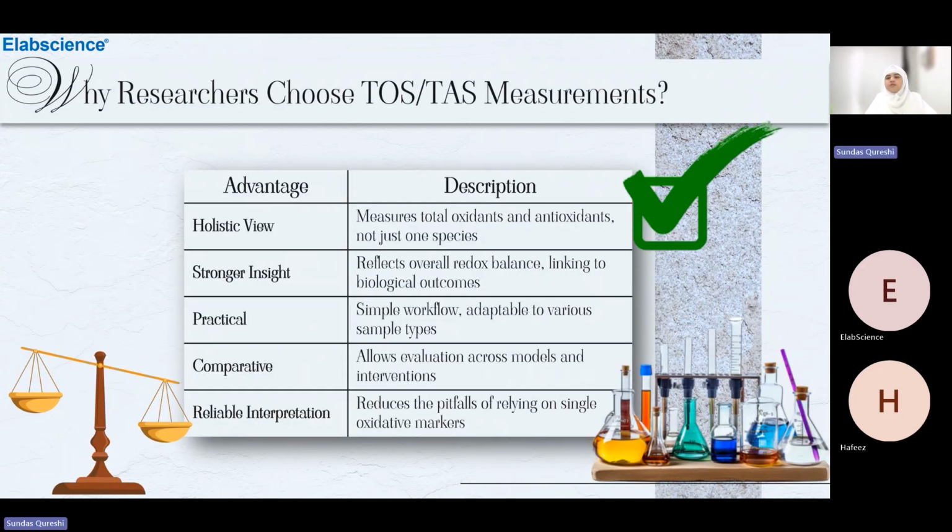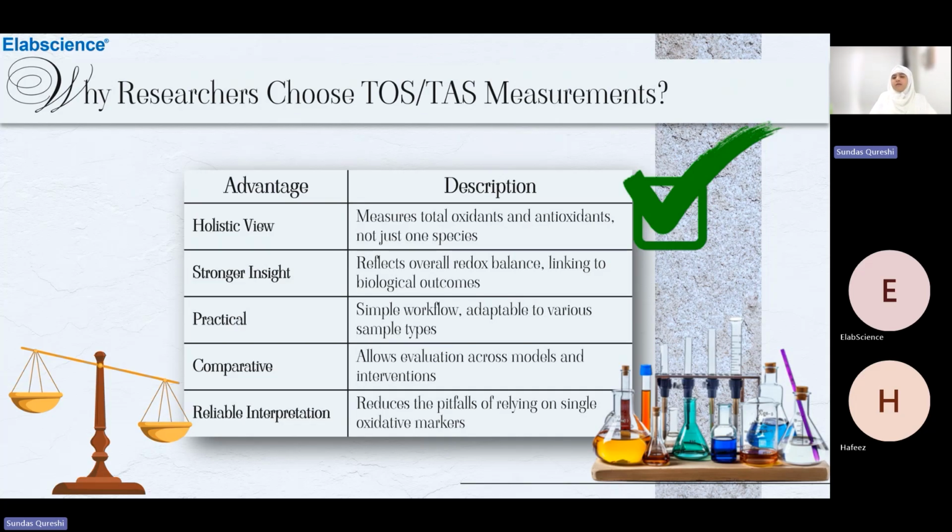Researchers often choose TAS and TOS because they provide a global view of oxidative balance rather than focusing on a single reactive species. This holistic assessment helps us understand how tissues and cells are coping with the oxidative pressure in a more meaningful way. So the TAS and TOS measurements are not just practical and versatile, they are also compatible with multiple sample types and relatively straightforward to perform.